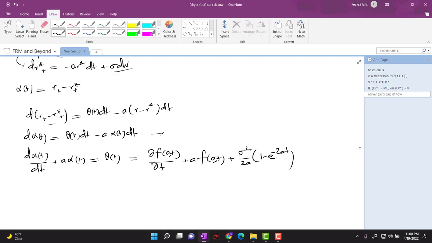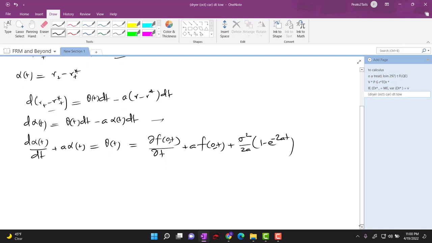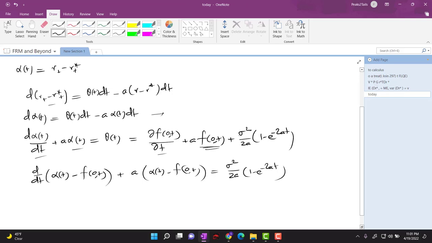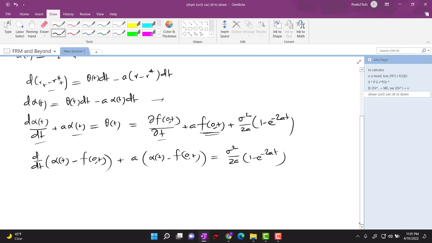Okay, all right, so we can again rearrange these. So both of these are derivatives with respect to t, so let's combine that. So the derivative with respect to t of alpha t minus f 0 t, plus a times alpha t minus f 0 t, is equal to this. This is in a very nice first order differential equation format if we consider this as the variable y.